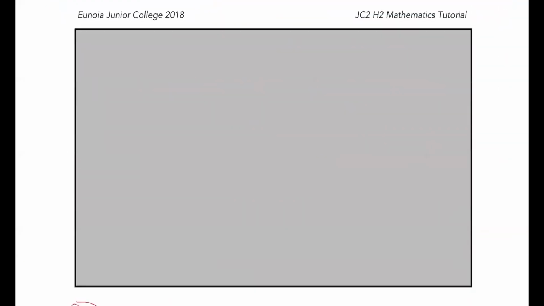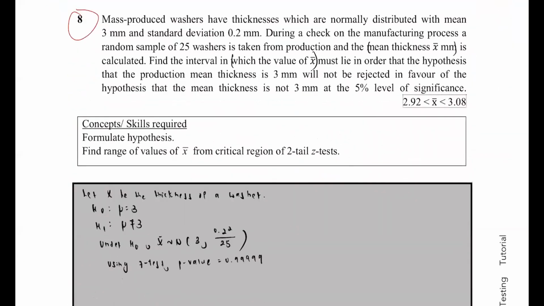Okay, how about question 8? Mass-produced washers have thickness which are normally distributed with mean 3 mm and standard deviation 0.2 mm. So, very nice. It's normally distributed, so we don't need to use CLT. During a check on the manufacturing process, a random sample of 25 washers is taken from the production, and the mean thickness x bar mm is calculated. Find the interval in which the value of x bar must lie in order that the hypothesis that the production mean thickness is 3 mm will not be rejected in favor of the hypothesis that the mean thickness is not 3 mm at the 5% level of significance.